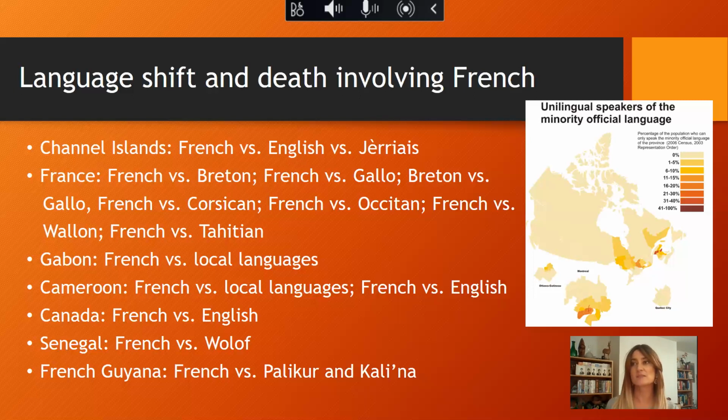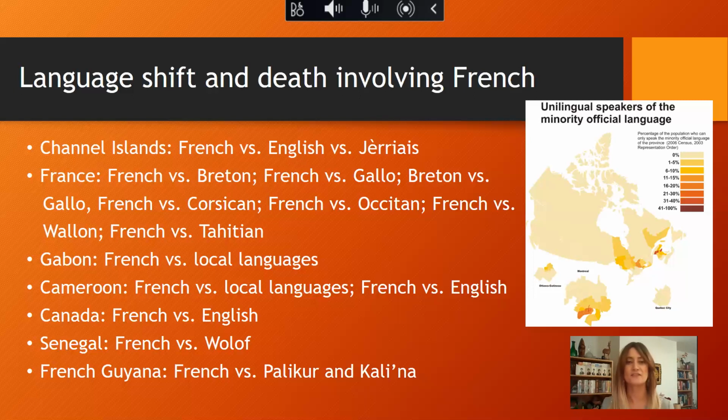Fortunately, Tahitian is part of a very, very strong culture, a very proud culture. So it has that advantage, but there are many other Polynesian languages. So they're all up against Tahitian and French, if you like, if we're going to look at it in terms of languages being up against each other. Gabon, I've mentioned that. We've got French on the one hand, local languages on the other. Cameroon, French and the local languages, and French versus English, I mentioned.